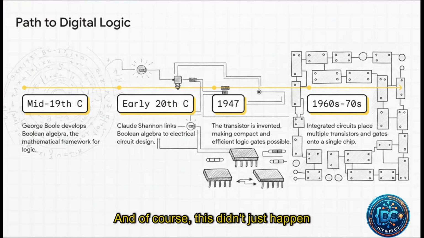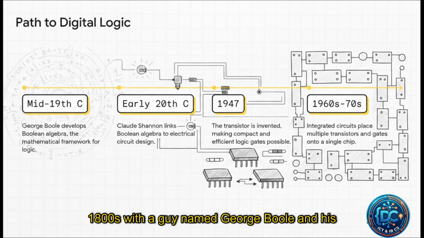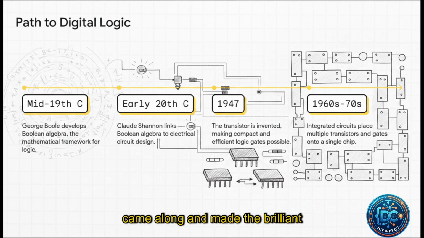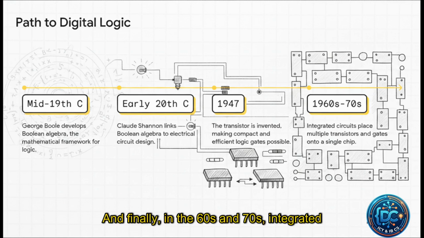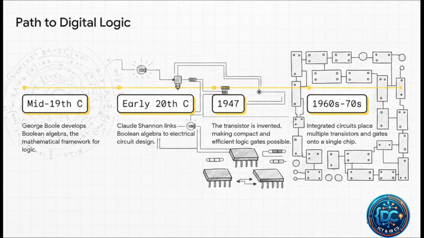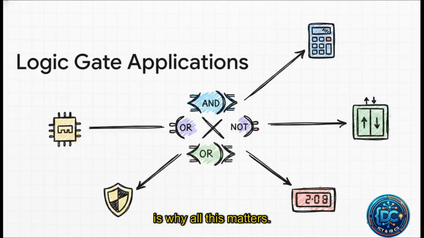And of course, this didn't just happen overnight. This whole idea started way back in the 1800s with a guy named George Boole and his abstract math. Then, this other genius, Claude Shannon, came along and made the brilliant connection between that math and electrical circuits. Then came the transistor in 1947, which gave us the actual physical switch. And finally, in the 60s and 70s, integrated circuits let us cram millions and millions of these things onto one tiny little chip.